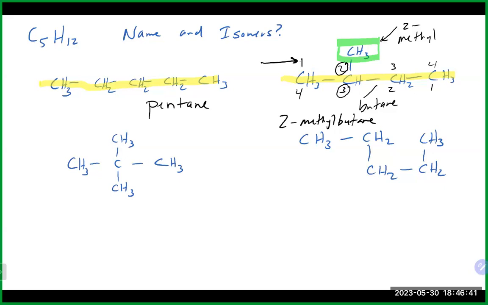It has still the 5 carbons and 12 hydrogens, but different names, different connectivity. These two right here are isomers of each other, right? Because they are different, but have the same number of each of those elements. Question on that so far?